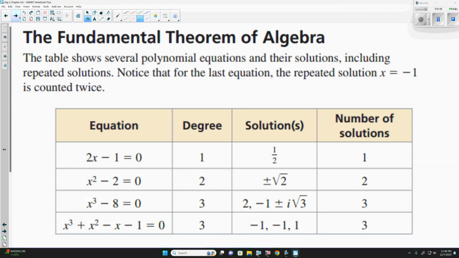4-6. So the first thing we're looking at is this table here. The table shows several polynomial functions of degree n.